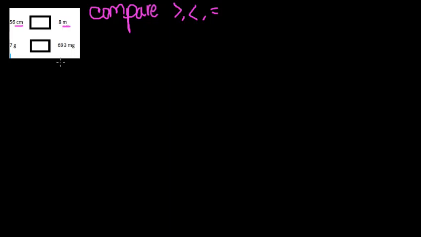Just like with our fractions, refer back to fractions. If you don't have the same denominators, you can't make the comparison. If I don't have the same unit, I cannot jump to conclusions and say that this one is bigger just because the number 56 is larger. We've got different units, so we have to make them the same units.